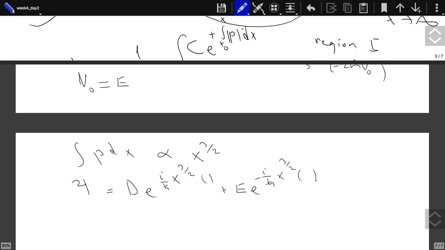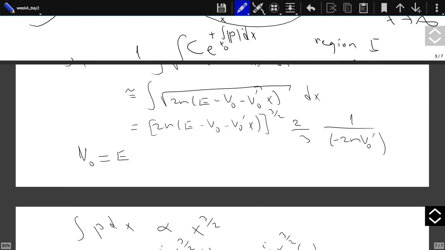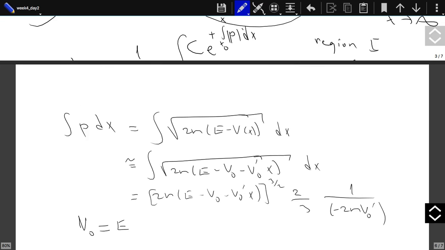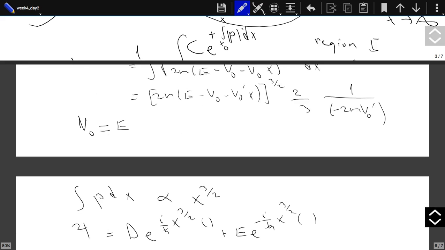On the other side of the potential, now, so hold on a minute. What we are actually doing is, V0 prime, is it a positive number or a negative number? Well, it's a positive number. So if it's a positive number, the p dx integral is basically i times x to the 3/2, right? If x is, well, x can also be negative.